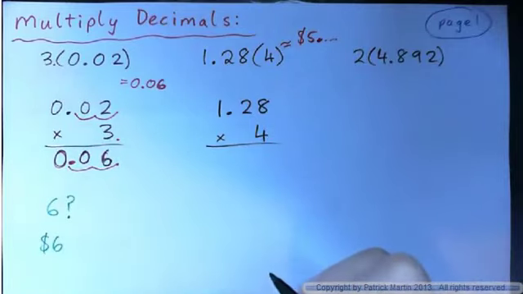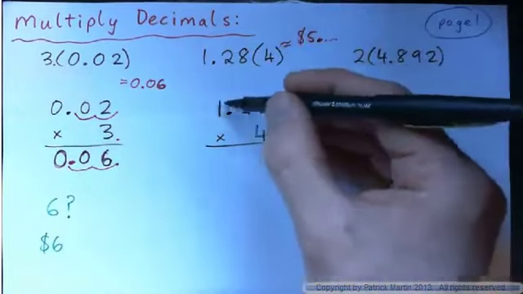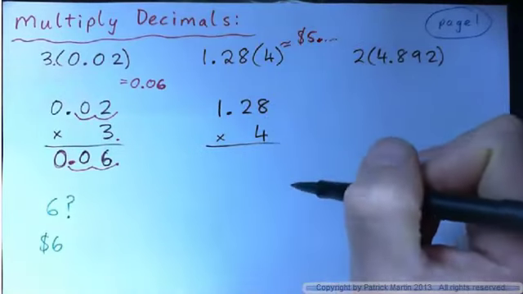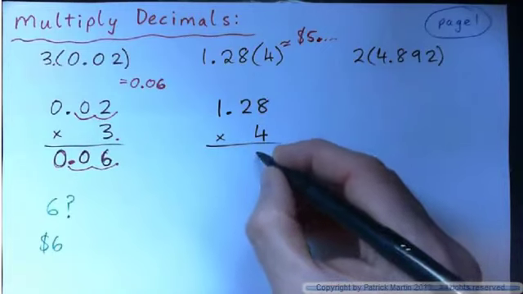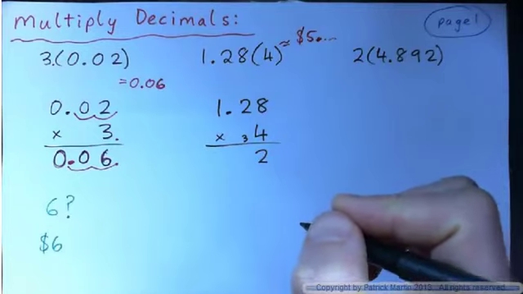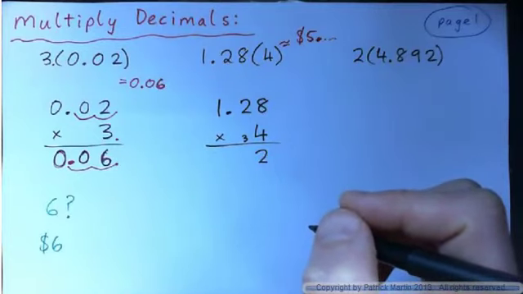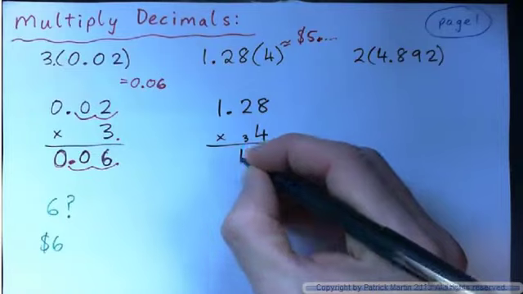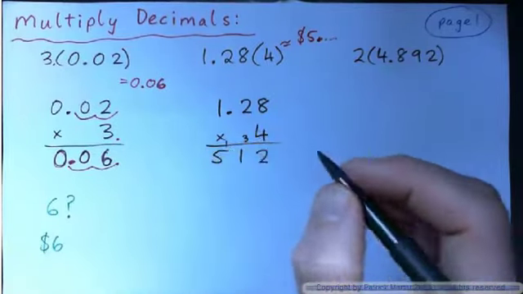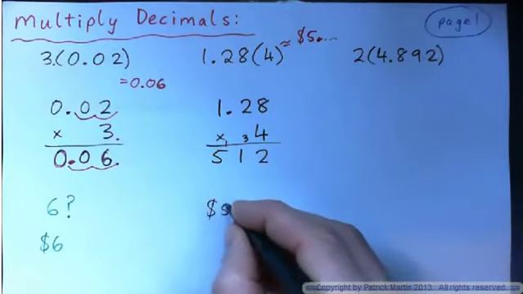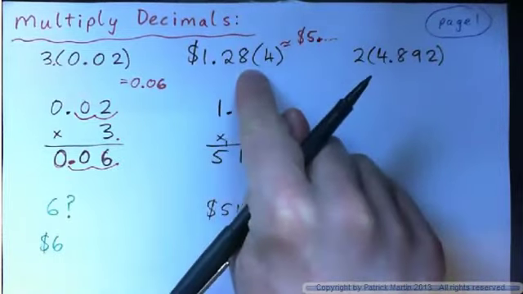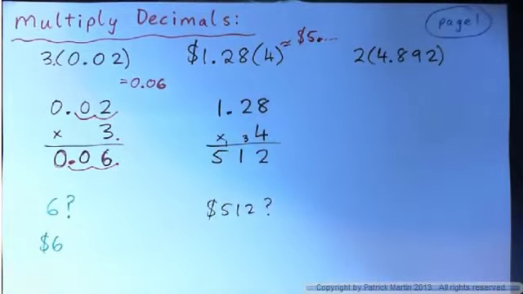So you just multiply it the same way. Put the longer string of numbers on top and the shorter one on the bottom. It just makes it neater. And then you go, 4 times 8 is 32, carry the 3. 4 times 2 is 8, and 3 is 11. I carry the 1, and 4 times 1 is 4, and 1 is 5. So is the answer going to be $512? Now this is $1.28. You're buying 4 pens for $1.28 each. What would you expect to pay?